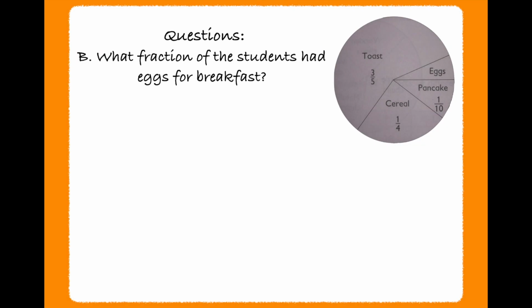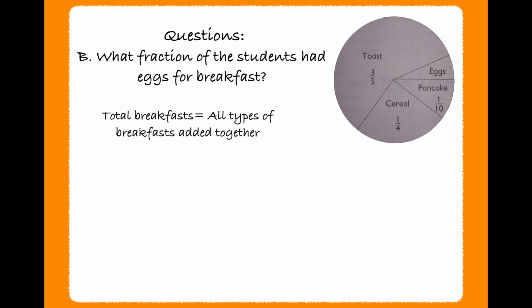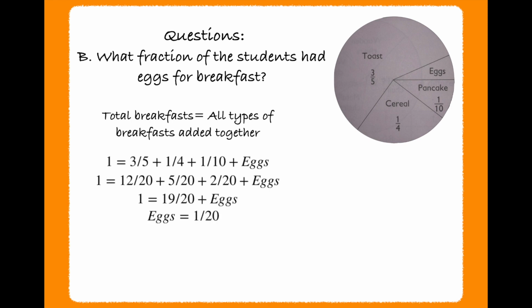Question B. What fraction of the students had eggs for breakfast? The total breakfasts equals all types of breakfasts added together. That means that our whole, 1, is going to equal the fraction of each of the sections, which are 3/5 plus 1/4 plus 1/10 plus the section for eggs.